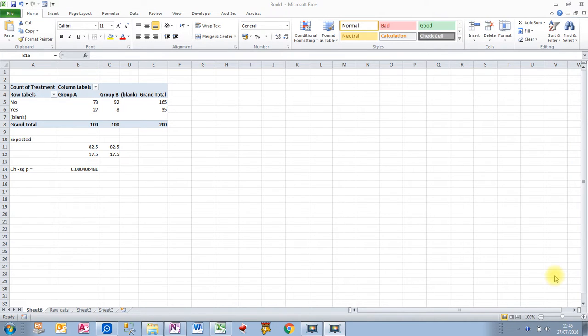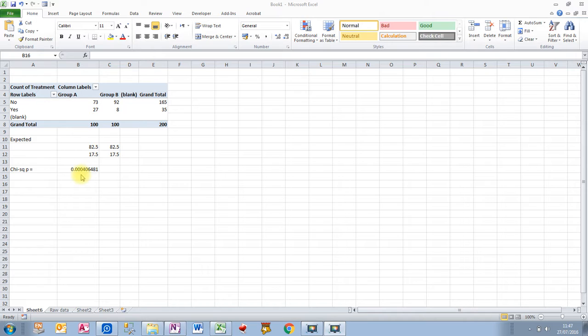So we've summarized our data and generated a pivot table, and we've worked out the chi-squared value. The p-value associated with the chi-squared is very, very small, so we reject the null hypothesis. Now, how can we go that little step further and work out confidence intervals for the probability of success and failure in either of the two groups?